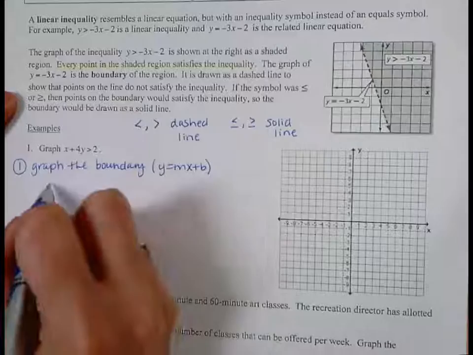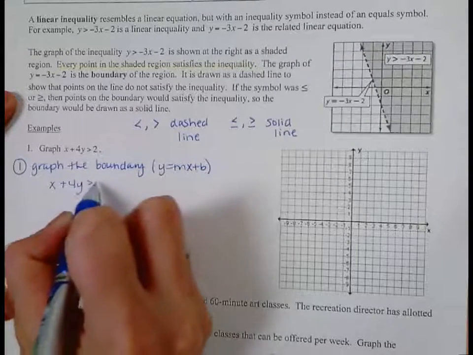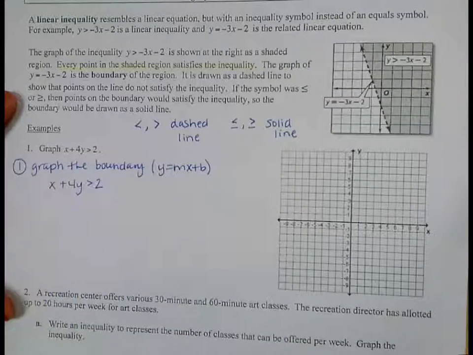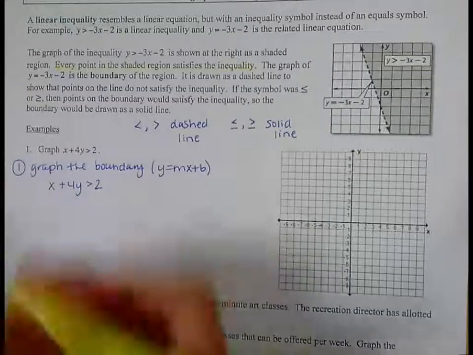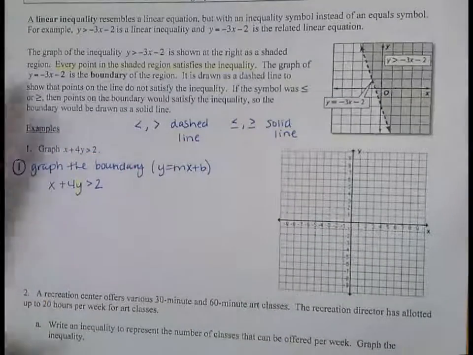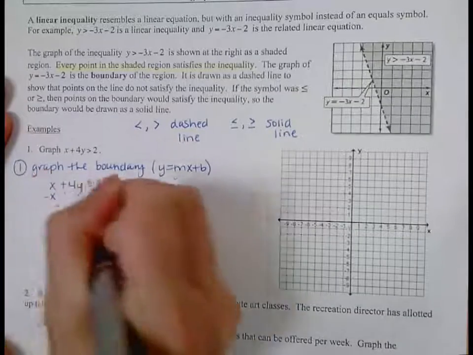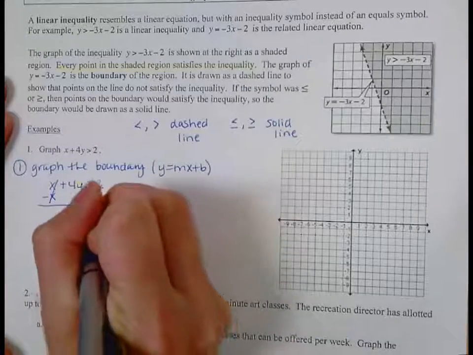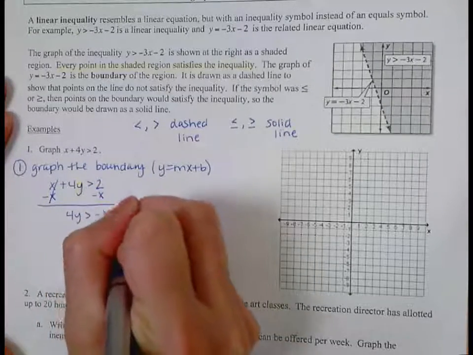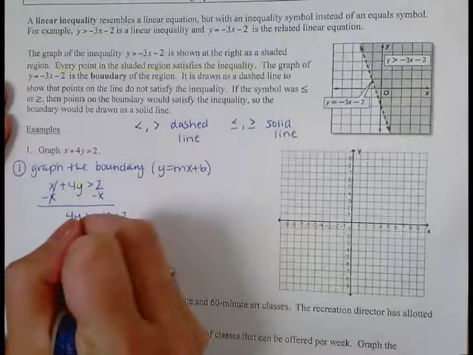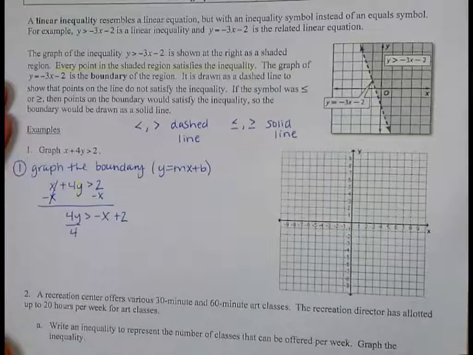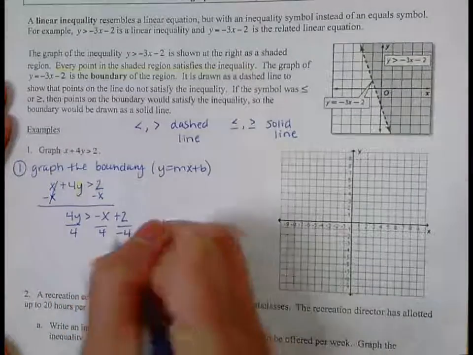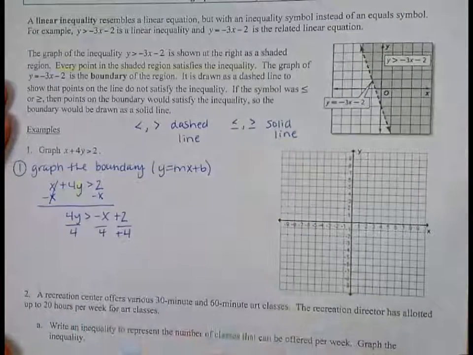So I'm just going to rewrite the inequality. In order to get it into slope-intercept form, I need to solve the inequality for y. Get the y by itself. To do that, I first need to subtract x from each side. So 4y is greater than, and I'm going to write the negative x in front, and then plus 2 because it's positive. Then I need to divide both sides by 4, and that means when I divide the right side, I'm dividing both terms by 4, not negative 4 there, that was my mistake.